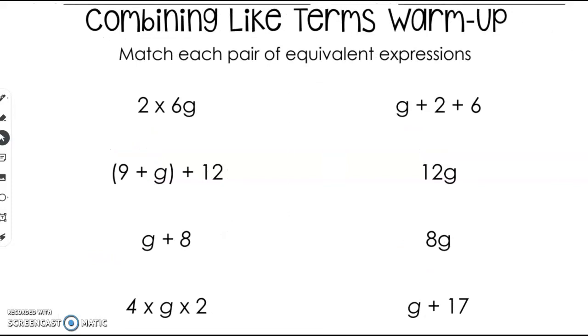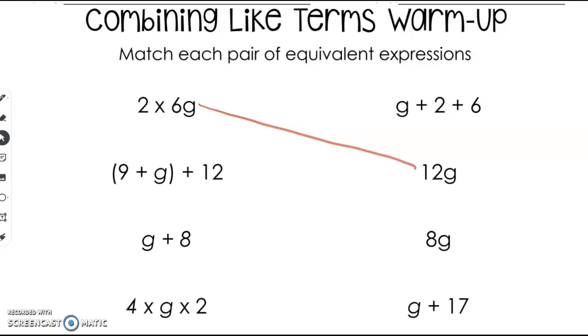Okay, in the next one, we're going to combine like terms and match each pair of equivalent expressions. So we're looking for terms that are equivalent, meaning they're equal to each other. Let's take a look at 2 times 6g. I can distribute and multiply my constant by my coefficient because there's a multiplication sign here. So 2 times 6 gives me 12g.